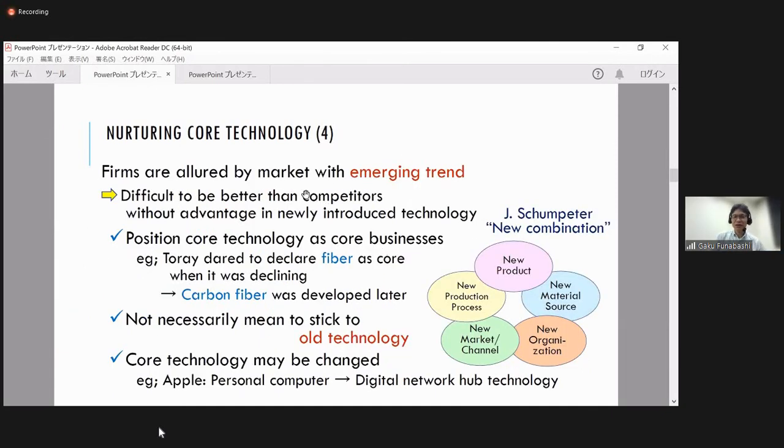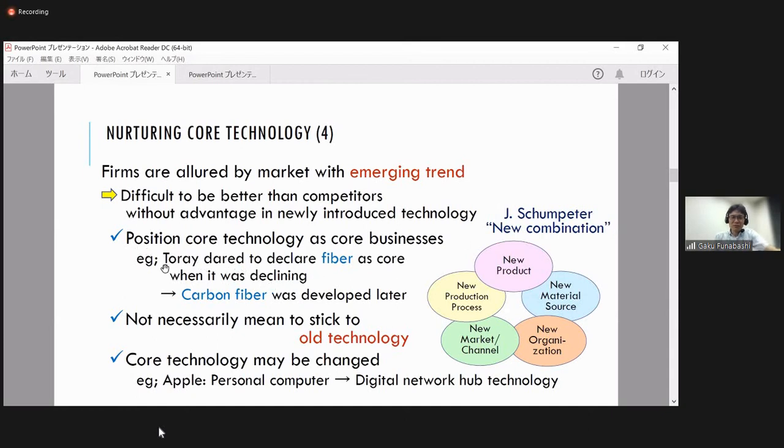And again, many companies, if they see some potential, are allured, attracted by such kind of market. But again, if you don't have any experiences in that field, it's better not to enter it, but think about the field which is related to your past experiences. Okay?